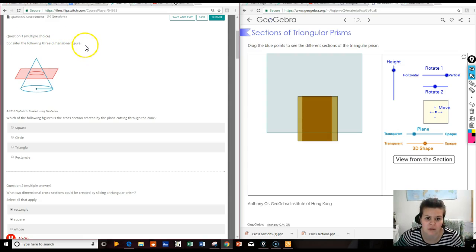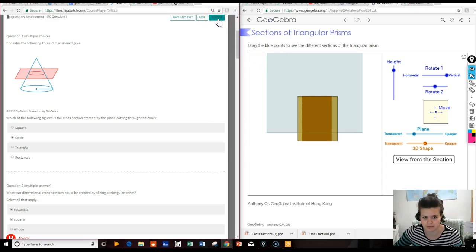Consider the following three-dimensional figure. Which of the following figures is a cross-section created by the plane cutting through the cone? Well, if I look at the plane, it has a circle in there, so it's a circle, and I want to check to see if they're considering the constraints that you could place on the length and width of a triangular prism.